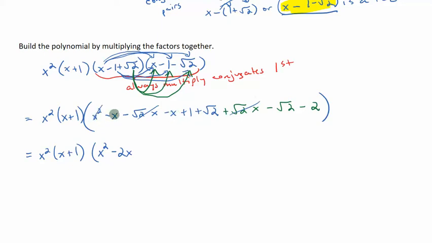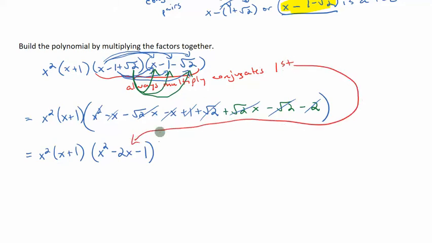I've already got my x squared, negative x and negative x I've got, negative square root of 2x, positive square root of 2x I've got. Then I've got plus 1, minus 2 gives me minus 1. So those go away. And I've got positive square root of 2, negative square root of 2, that's 0. So I don't have to write that down at all. So see how nice and simple this cleans up? So multiplying the conjugates first always cleans up nicely. If it doesn't, you made a mistake somewhere.